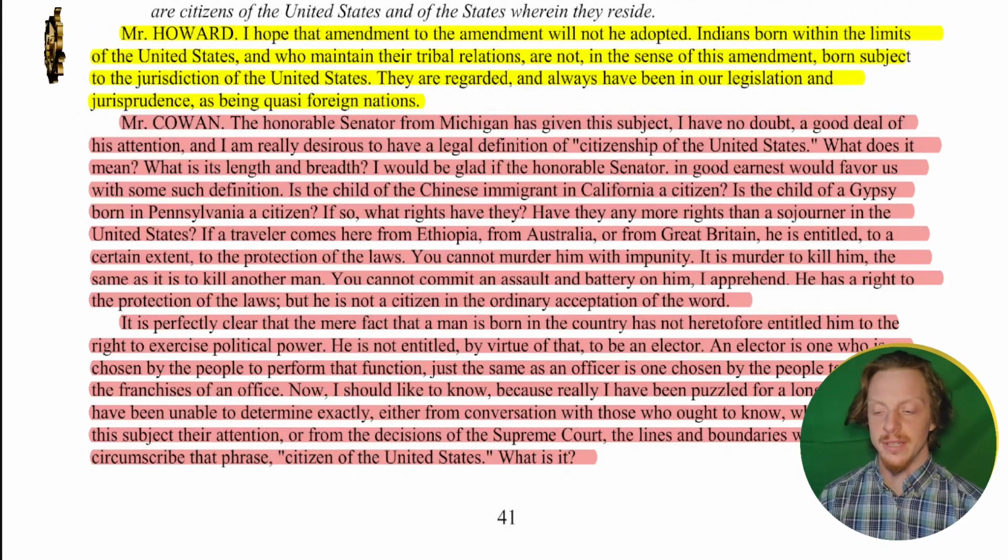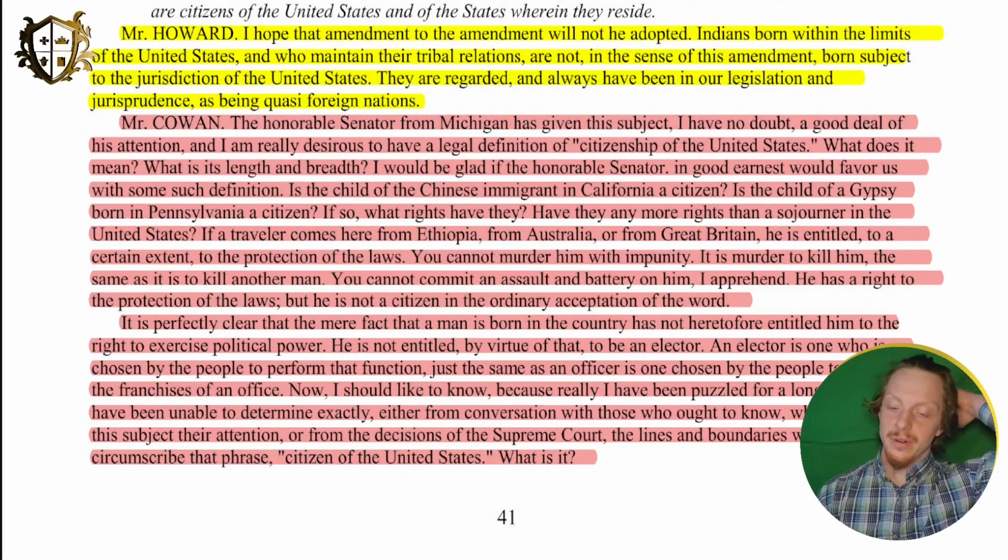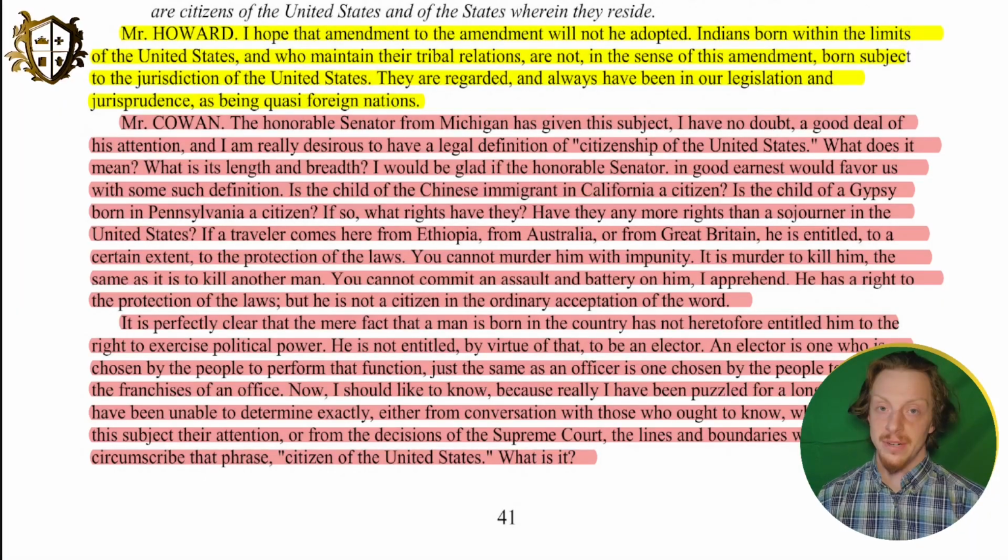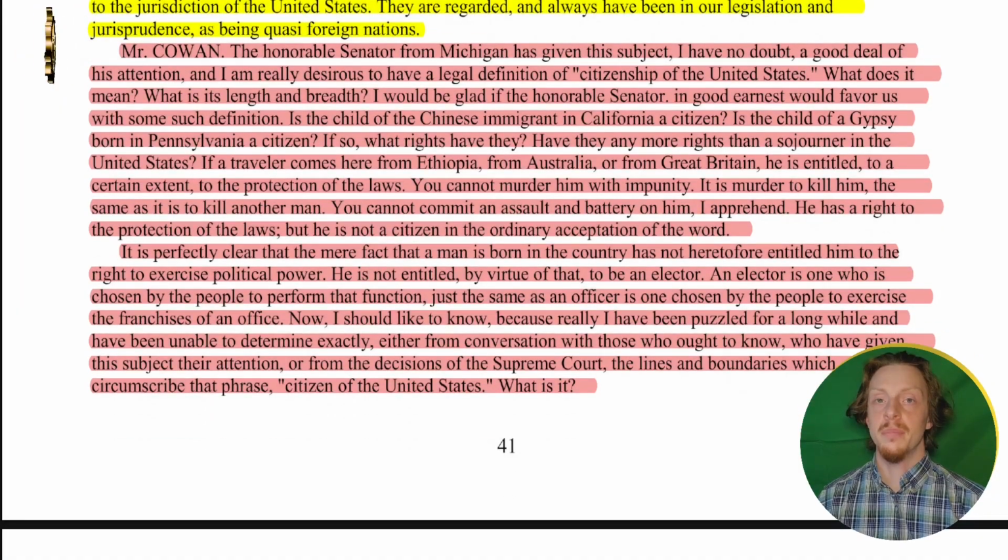Okay, let's read on. Mr. Cowan. Here's where it gets very clear. So Mr. Cowan opposed this on its face. Eventually, he voted in favor of the 14th Amendment. But Mr. Cowan brings up that question.